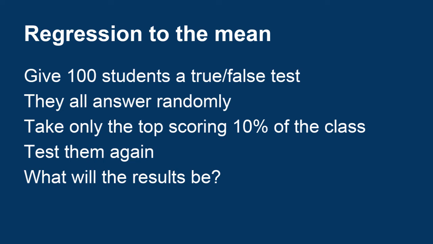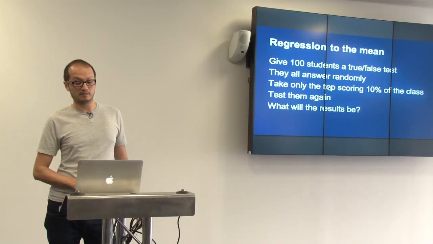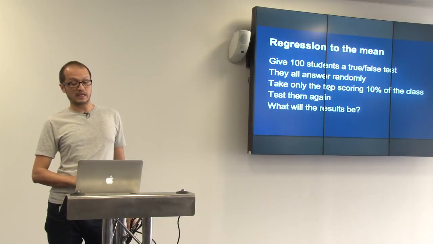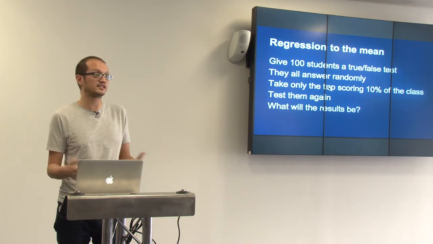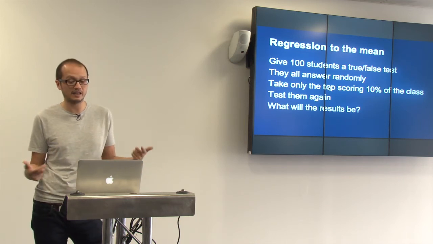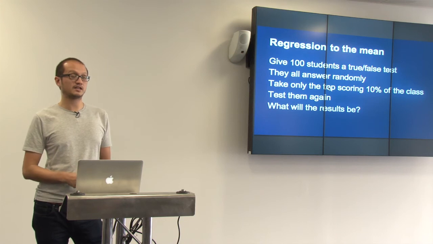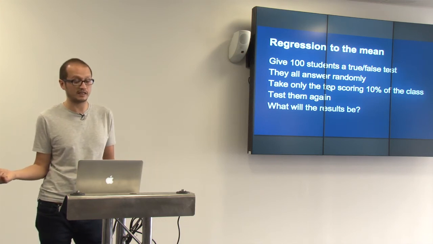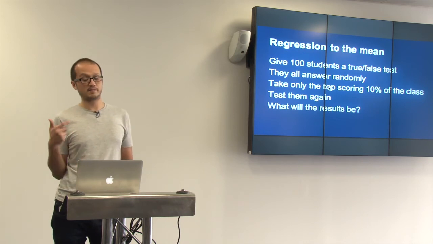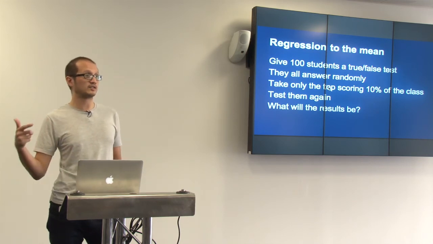They all answer randomly. Obviously, their average score is going to be 50, right? Half of 100. Now you take the top scoring 10% of the class. And now these guys are not the most intelligent or anything else. It's just completely random data. If you test them again, they're just going to answer randomly again, and they're going to have an average of 50 again. But because they were top scoring, they would have had a high score to begin with.